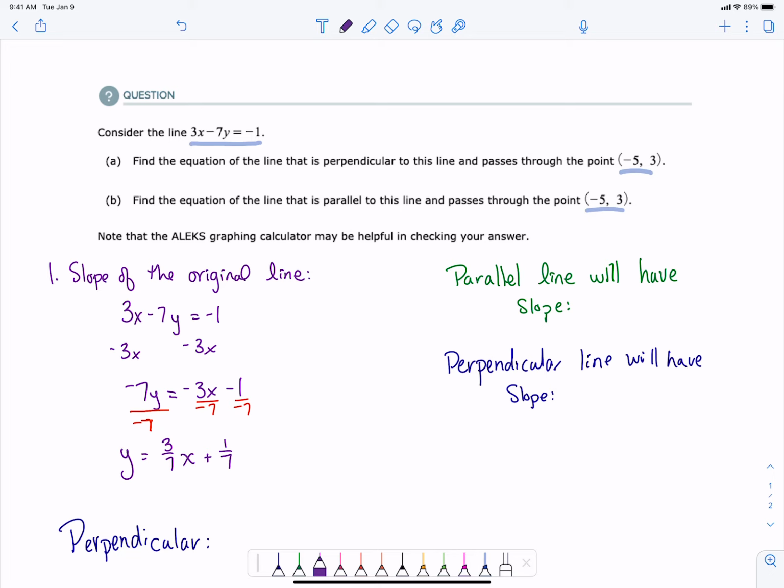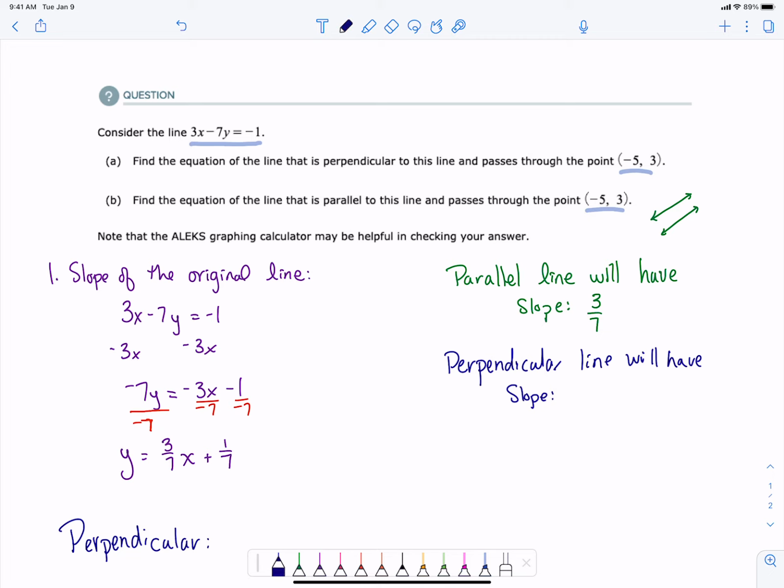So our parallel line is going to have the same slope. It's going to have the slope of 3/7 because parallel lines don't intersect, so they have to have the same slope. That's actually a pretty decent job drawing parallel lines freehand, but they've got to have that same exact steepness or they will eventually cross.